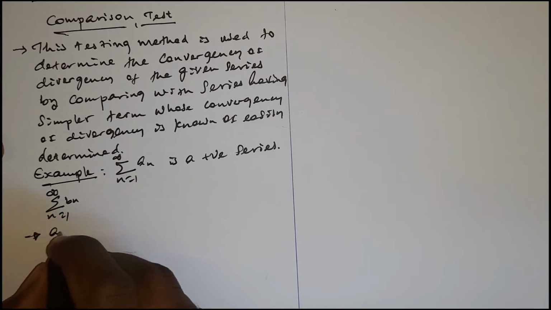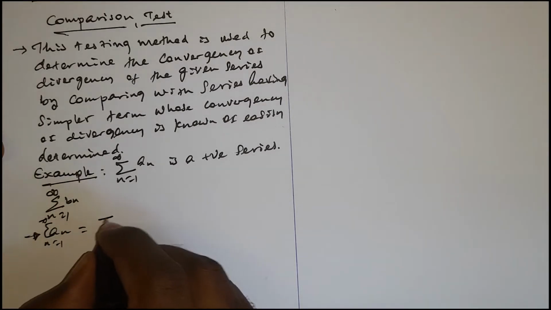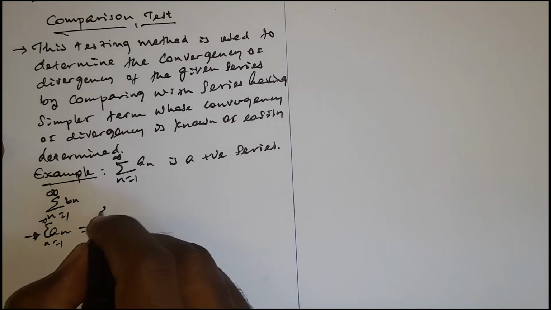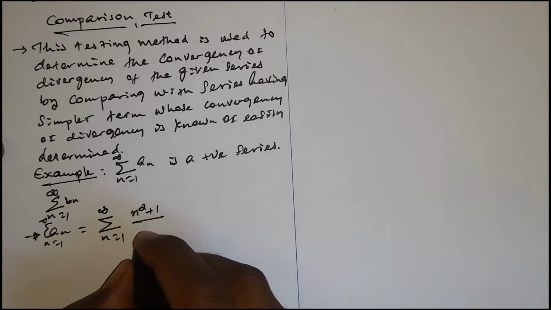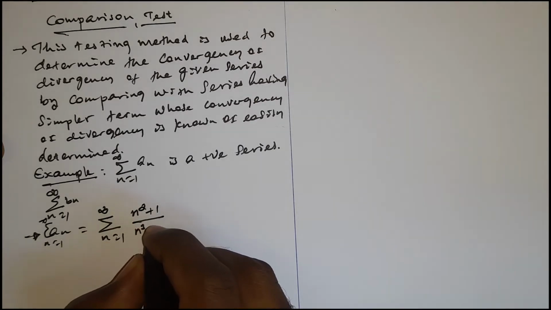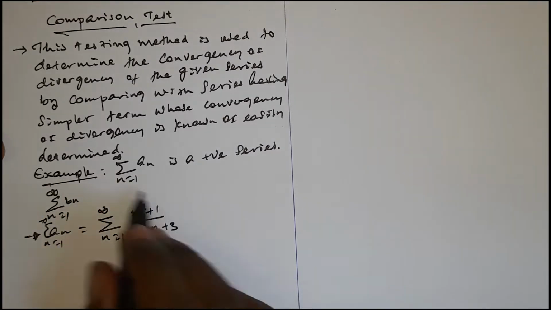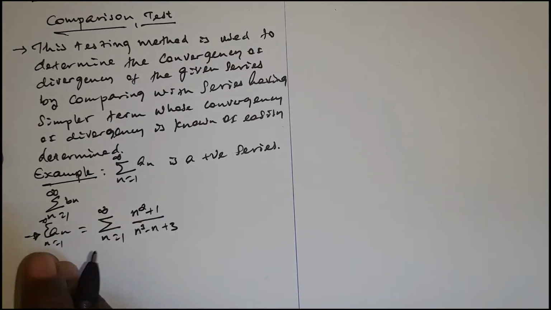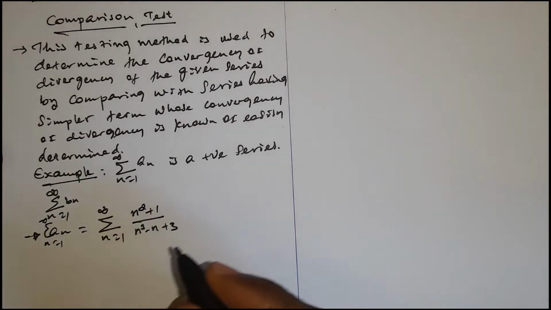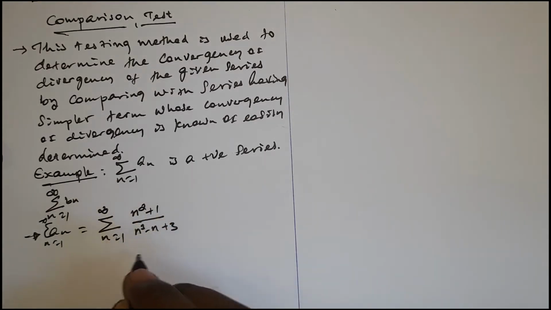Let's say the summation as n runs from 1 to infinity of An is given as the summation from 1 to infinity of (n square plus 1) over (n cube minus n plus 3). Let's say this is the given series or An. From here, we can determine Bn by taking the dominant term from the numerator and the dominant term from the denominator.